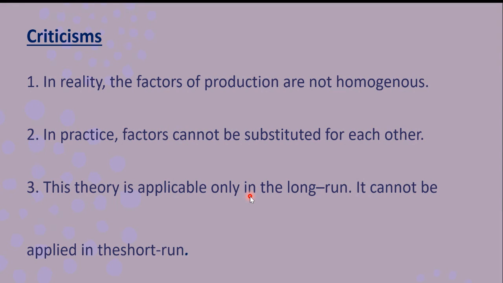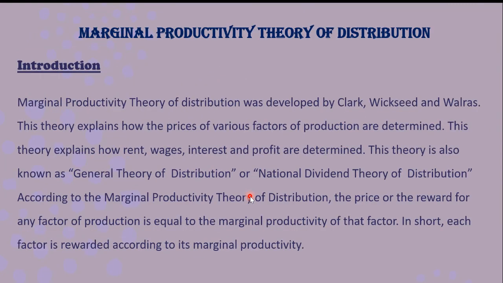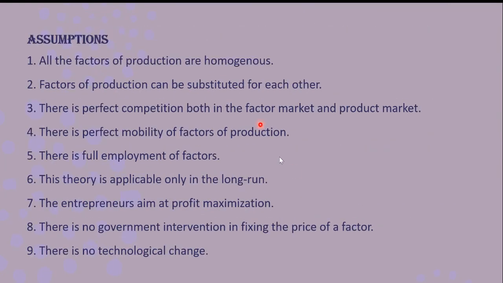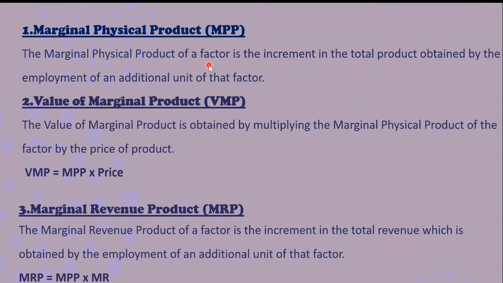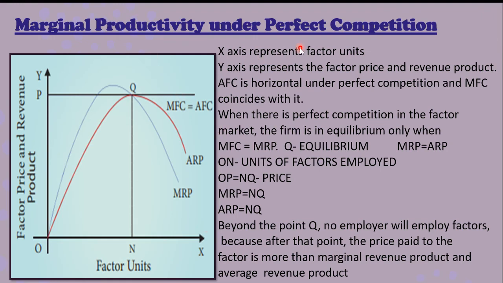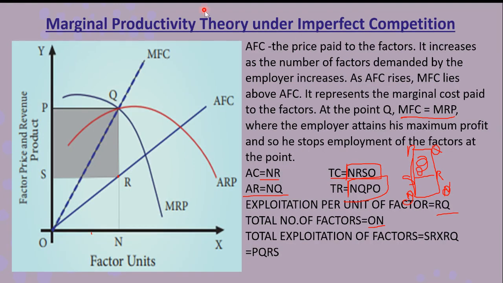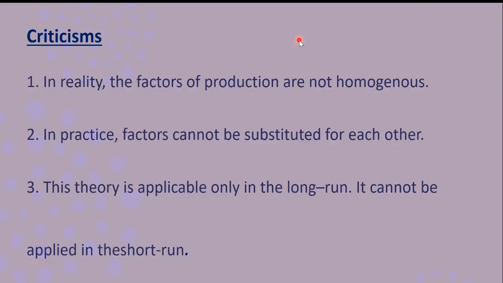This is a very, very important question, girls, quite often asked in your public exam. 35th question: Explain the marginal productivity theory of distribution. Question number 35. If that question is asked, you have to start from here. You have to write the introduction. You have to write the assumption. Then you have to write about MPP, VMP and MRP. Then you have to write marginal productivity theory under perfect competition, marginal productivity theory under imperfect competition, and then end it up with the criticisms.